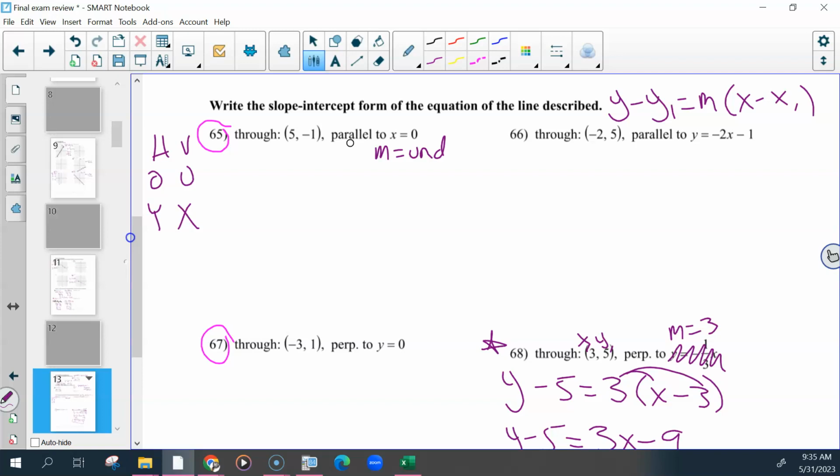If it's parallel, the slope is going to stay the same, so it's still going to be an x equals, and you have to look at your x value. So there's no work to really do for that one. You just have to know the slope, you have to know what type of equation it would look like, and then which value. Other questions on this page?